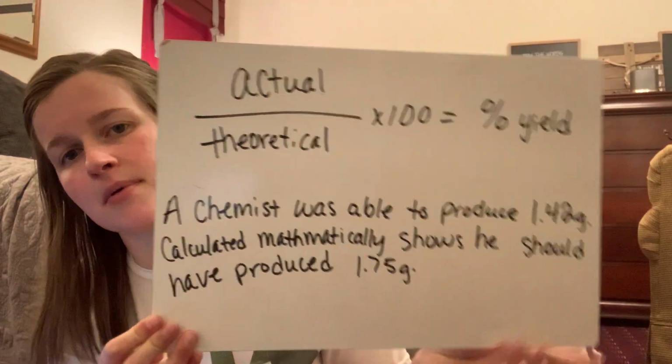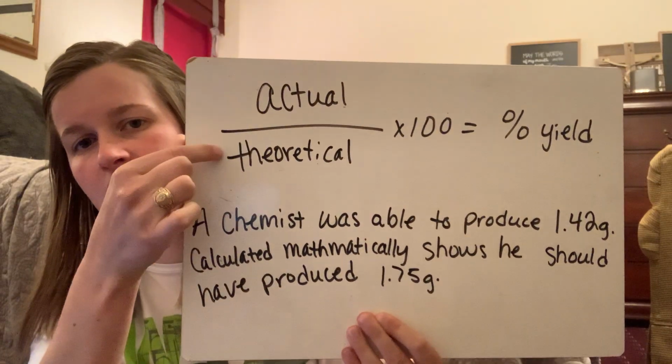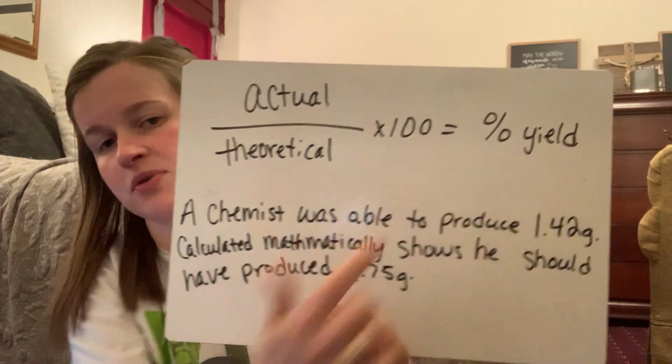So your percent yield is your actual yield over your theoretical yield times 100. Percent is always out of 100. When you're calculating percent of anything, you always multiply by 100. So that being said, we're going to work through a problem and we're going to break down what it says. So here's my problem. Here's my formula. Actual over theoretical times 100 equals percent yield.